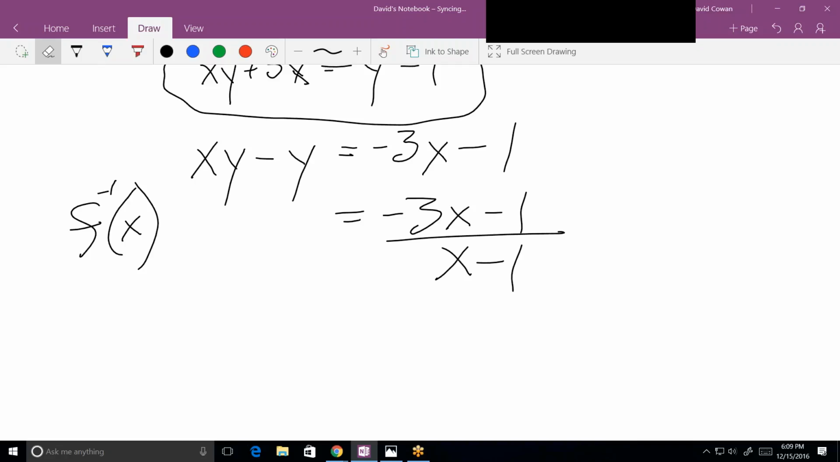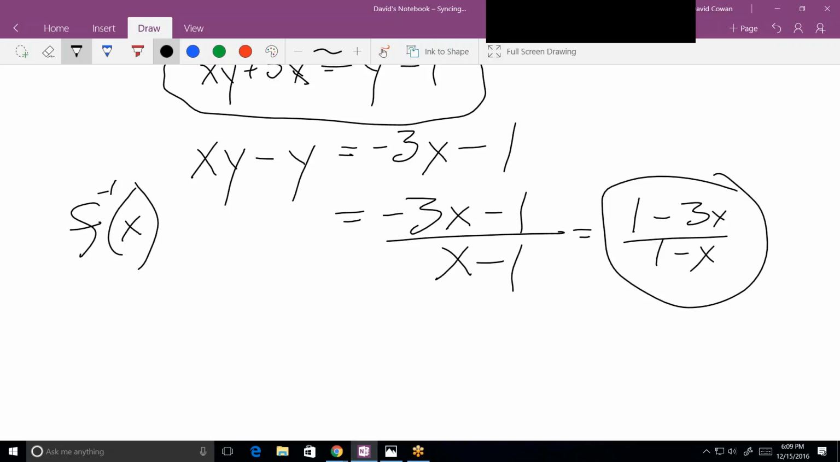Now, can I simplify that a little bit? I could turn it into 1 minus 3x over 1 minus x. It's a little bit simpler. I don't know if that's a necessary simplification or not. This is something you might not know. Let me point this out. What is this equal to?